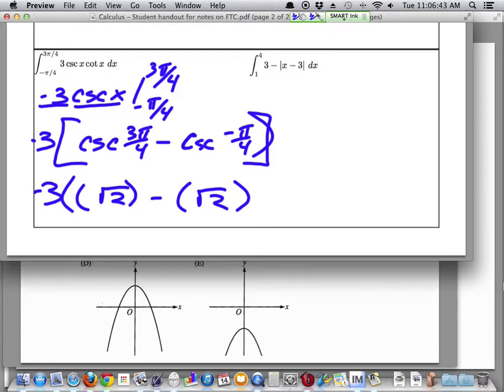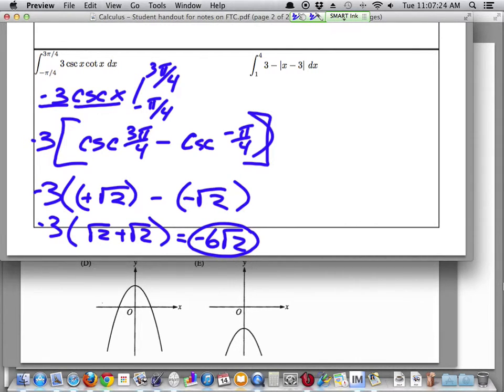Cosecant of 3π/4, where is 3π/4? Second quadrant. Is sine positive or negative in the second quadrant? It is positive, so that means that's positive. Where is -π/4? Fourth quadrant. Is sine positive or negative in the fourth quadrant? It is negative, so that needs to be negative. So that means I'm looking at -3 times (square root of 2 plus the square root of 2). What is the square root of 2 plus the square root of 2? 2 radical 2, and then times the -3, that gives me -6 radical 2 as my solution.